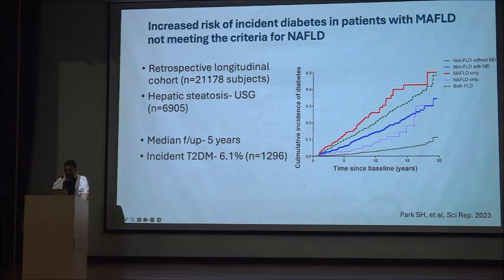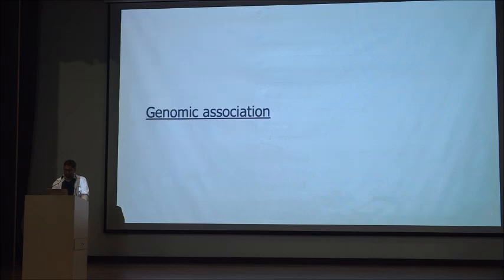the NAFLD criteria. In this large retrospective longitudinal study, where hepatic fat was assessed based on ultrasound findings, with follow-up of up to 5 years, the overall diabetes incidence was 6.1%. None of these patients had diabetes at the onset, and they found that the red line, that is the MAFLD group, either obese or those with cardiometabolic risk factors, had the highest chance of development of new diabetes compared to other subclasses.